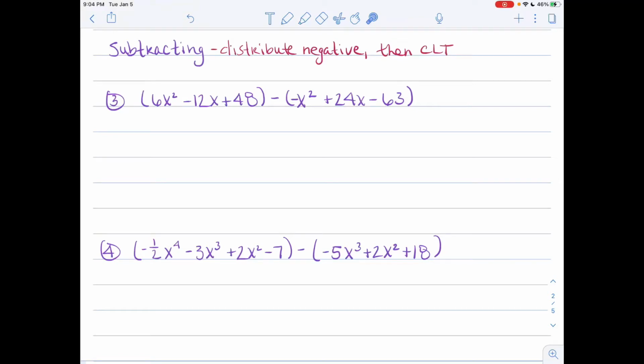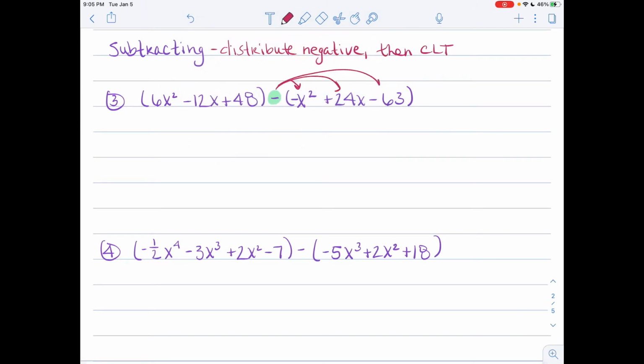In order to subtract two polynomials, the first thing we're going to want to do is distribute the negative sign that we see in between those two polynomials and then combine like terms just like we did when we added. So here is that minus sign to indicate that we are subtracting, and our first step is going to be to distribute that minus sign.